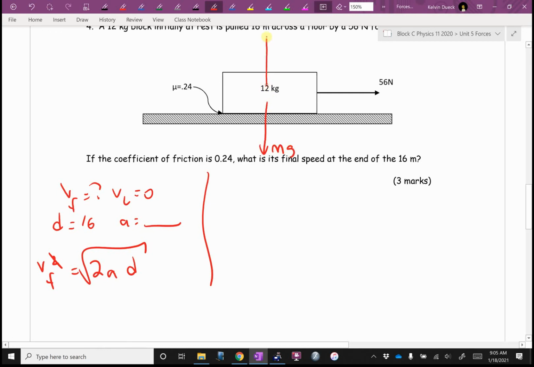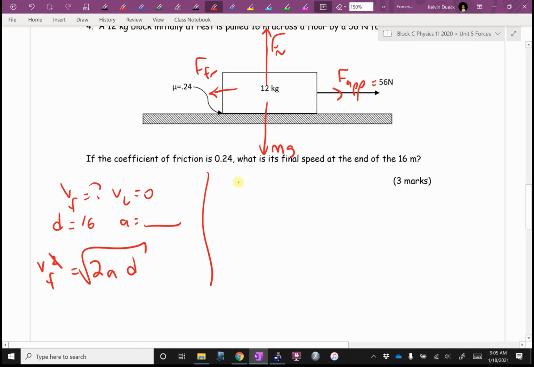mg. Normal force. This is what we decided to call F applied, the mystery force coming from off the page, and friction. I think we are accelerating, so I think friction is smaller than F applied. If friction is bigger than F applied, I'll find out because I'll get a negative acceleration. And then the answer would be VF will be 0, because it didn't go, well, no, it said it went somewhere, so it's got to be accelerating.